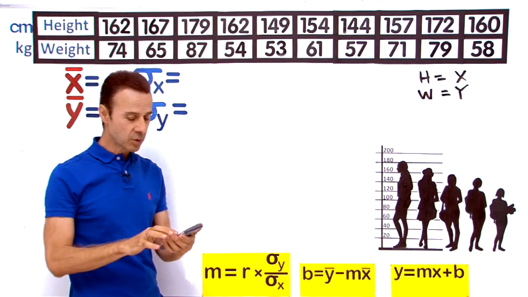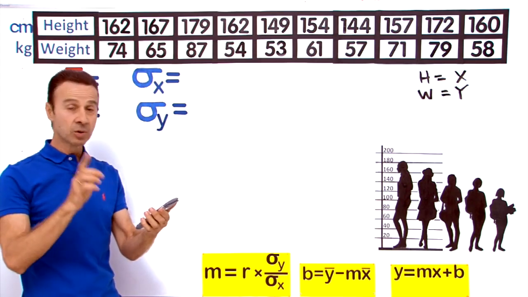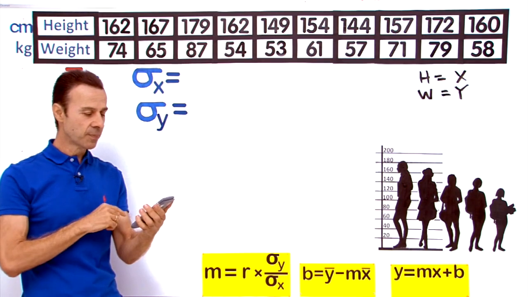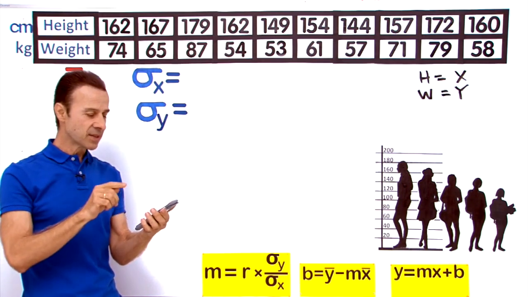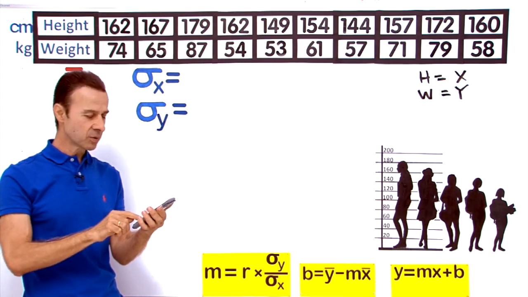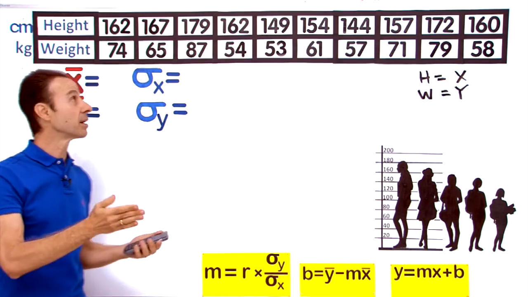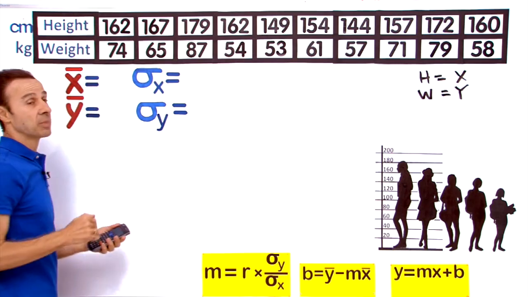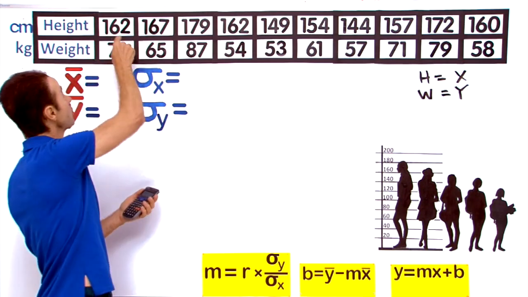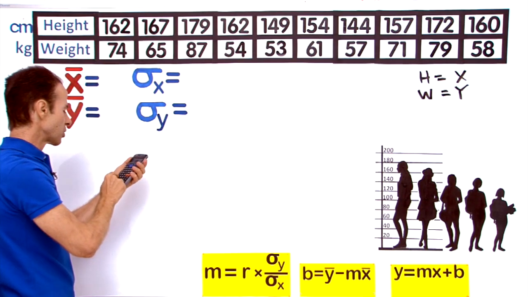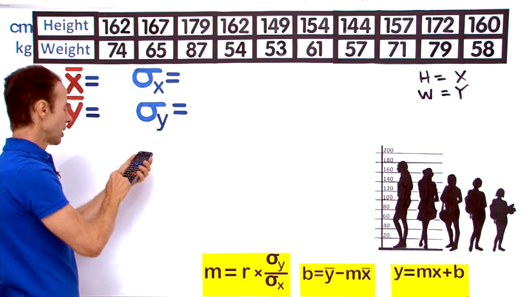So all we have to do is turn it on and go mode, and then press 2 for statistics. And then you've got 2 columns. On the top right, there's a number 2, that's the A plus BX, press 2. And then you've got 2 columns, X on the left, Y on the right. So we're just going to enter each value. For the first X1, it's 162. So press 162 and then press equals.